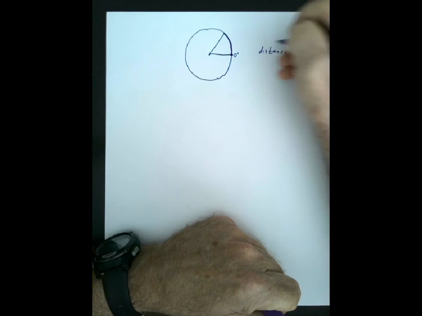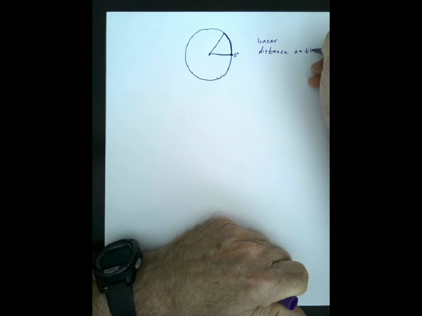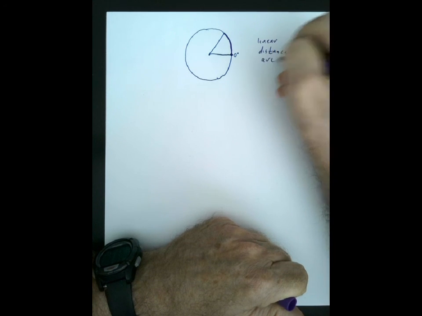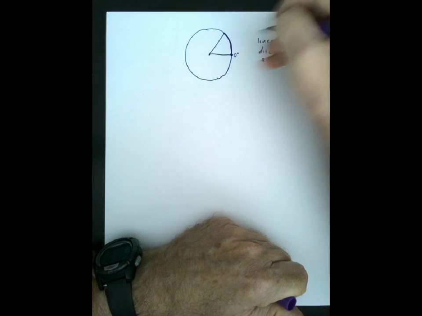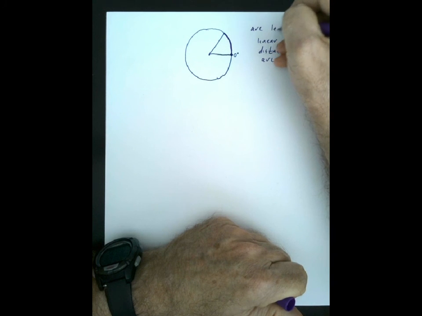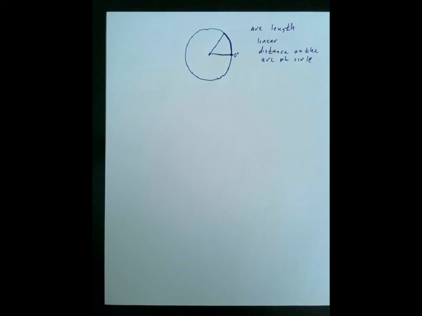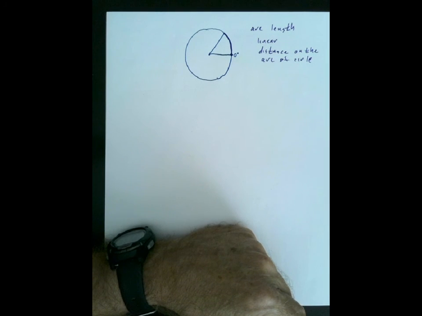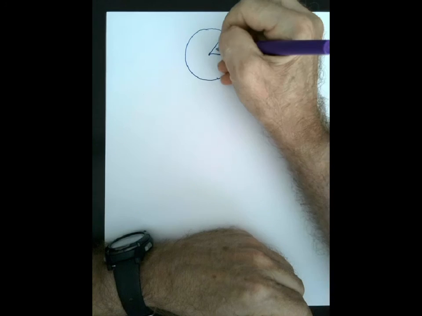So the linear distance on the arc, the outside or the arc of the circle, that's called the arc length. Whenever we talk about arc length, that's going to be a distance, like inches or feet or miles. So how do we know how much it is? It turns out there are formulas to calculate that.